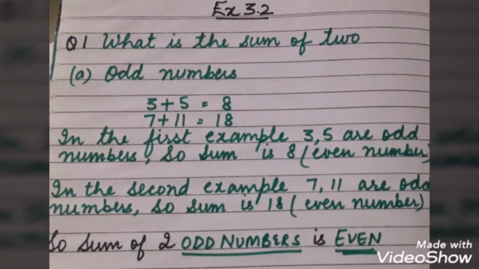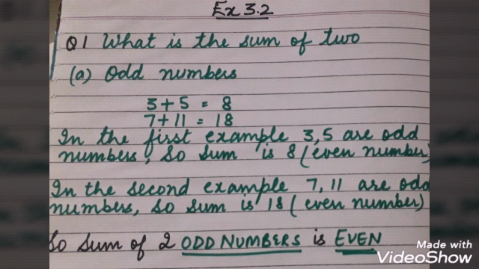Let us start with exercise 3.2. The first question is, what is the sum of two odd numbers? In the first example, we have taken 3 and 5 as the odd numbers, so the sum is 8. And in the second example, we have taken 7 and 11 as the odd numbers and the sum is 18.